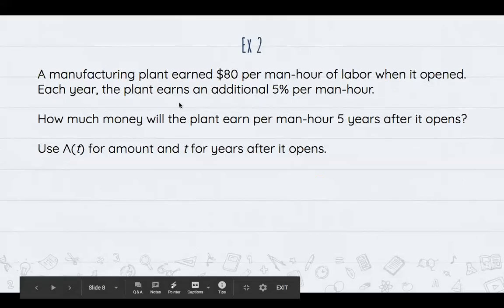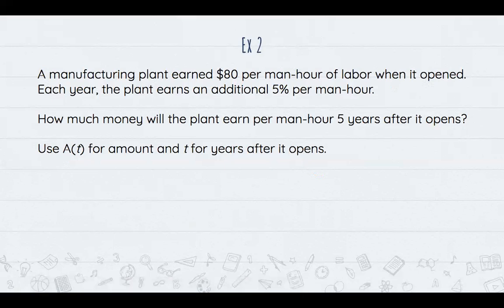Moving on, our second problem. A manufacturing plant earned $80 per man hour of labor when it opened. Each year, the plant earns an additional 5% per man hour. How much money will the plant earn per man hour 5 years after it opens? Use A(t) for amount and t for years after it opens. Okay, so this is very similar to the first problem, but here it says additional 5%.